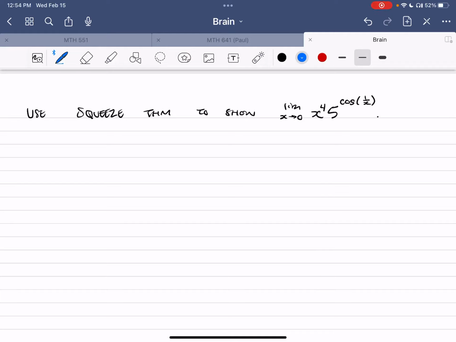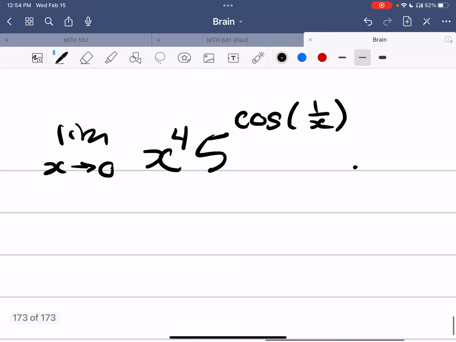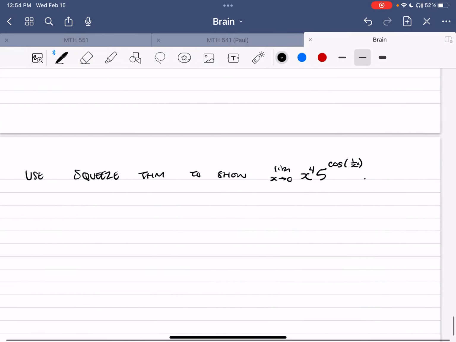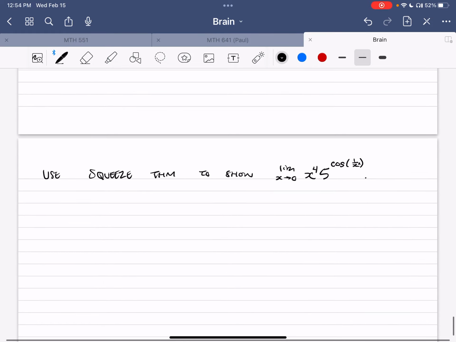All right, so this is our last one. We're using the squeeze theorem to show that this limit as x goes to 0 of x to the fourth times 5 to the cosine of 1 over x. It doesn't matter too much, but I'm actually going to change this to an x squared. This is just so the picture that we'll look at later is kind of cooler. But this thing is equal to 0.